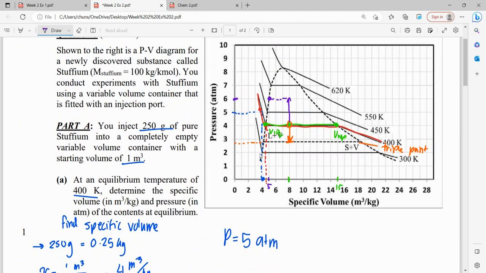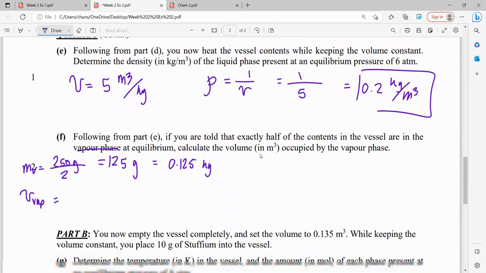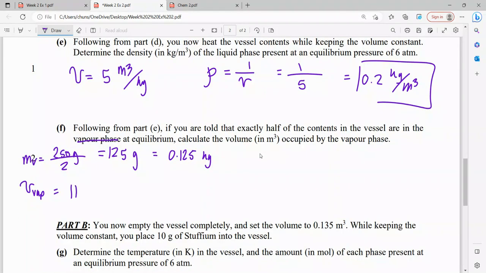So going in the other direction, that brings us to 11, right? This is our saturated vapor on our left side of our envelope. So then that is 11 meters cubed per kilogram.